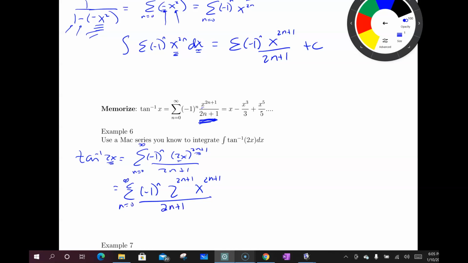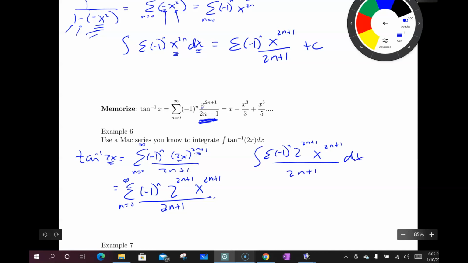All right, so now I'm going to take the antiderivative of this. So take the time to put it in the integral. Okay, remember, it's just x that I'm increasing the exponent on. So the sum with the negative 1 to the n, the 2 to the 2n plus 1, the 2n plus 1 in the denominator, those all carry along. And now I'm ready to add 1 to this exponent. So adding 1, I get 2n plus 2 and 2n plus 2, plus c.